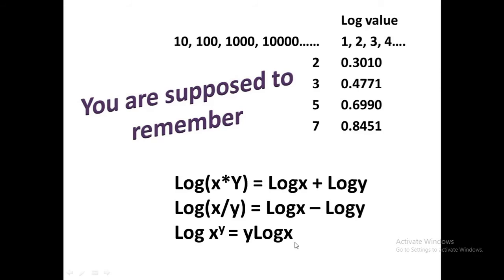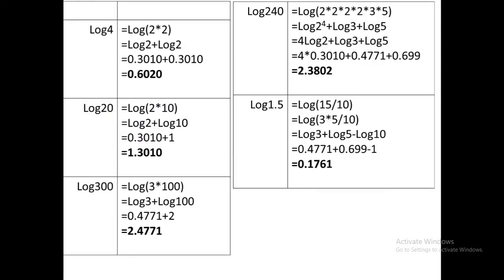So let's take some examples to understand this concept. Suppose we have to calculate the value of log 4. Log 4 can be written as log 2 into 2, or log 2 plus log 2, and then simply write the value of this log, 0.3010, and the final value will be 0.6020.